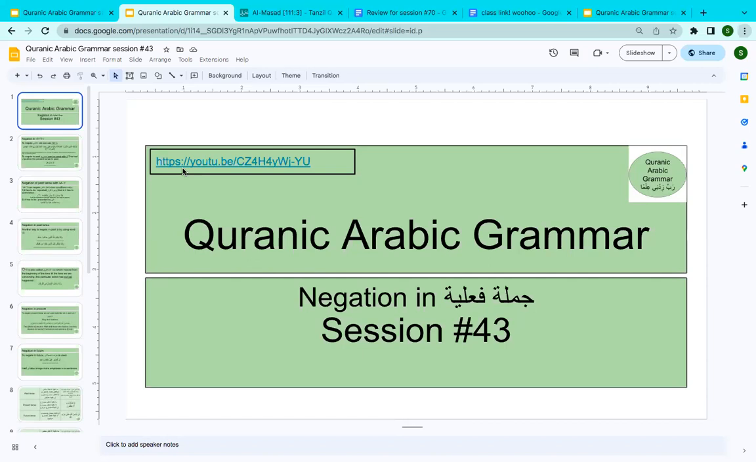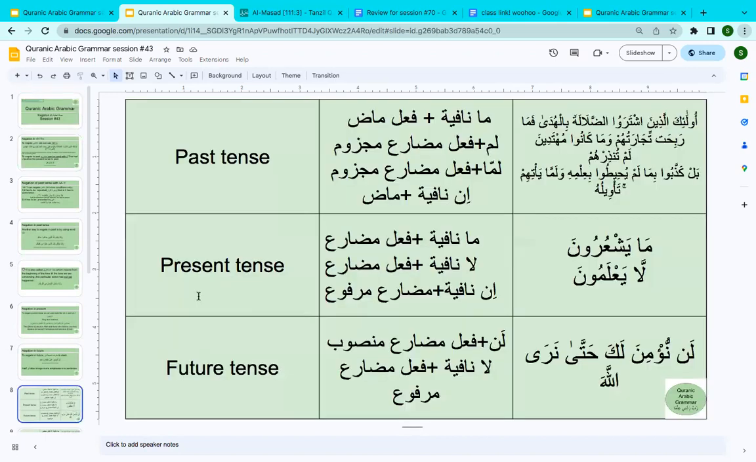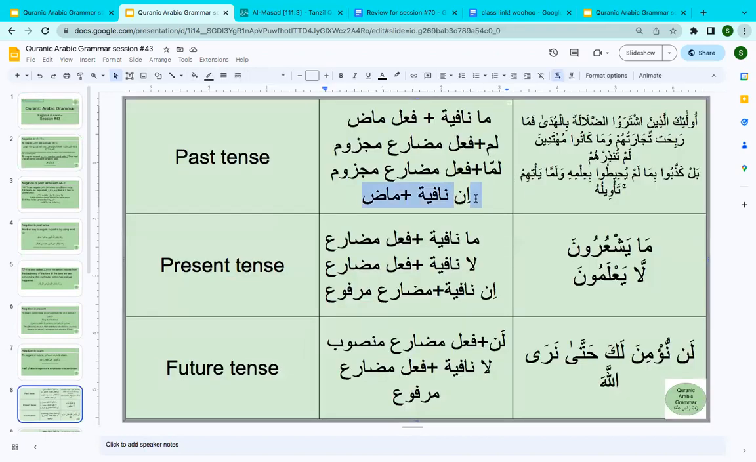Lan is going to negate in future, right? Lan is going to be negation in future. You can refer to your notes and try to find out there. Okay, let's see. In addition to ma, lam, lamma, the first time when I was teaching you, I taught you this particle in, right? Don't forget in, right? Everyone with me so far?